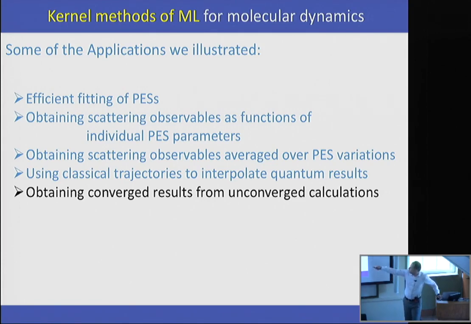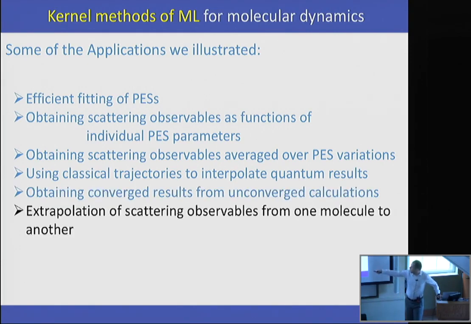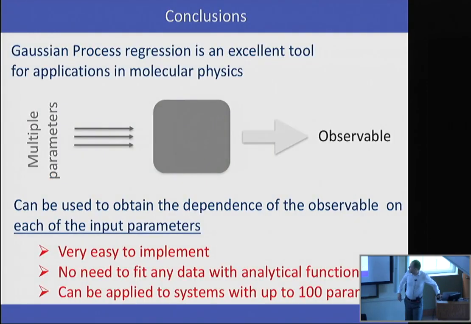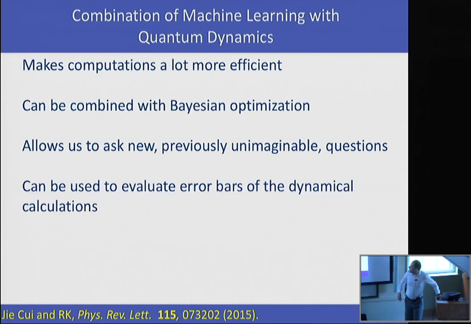We've also used classical trajectories to interpolate between quantum results, because there are correlations between classical and quantum results. So you can train a machine learning model on the correlations between classical and quantum results. You can use this to obtain converged results from unconverged calculations, and extrapolate scattering observables from one molecule to another. What we've talked about is a version of the inverse scattering problem.